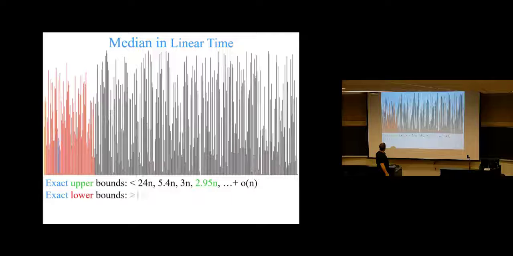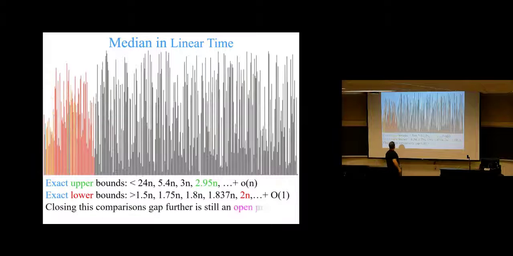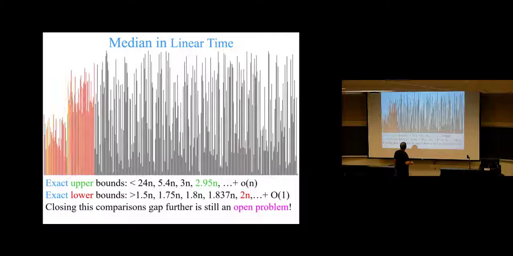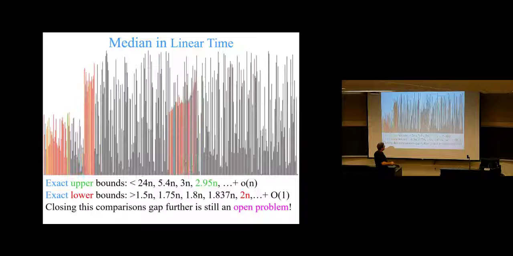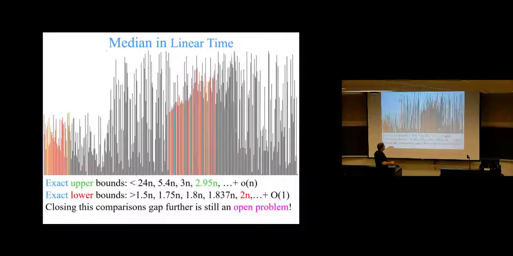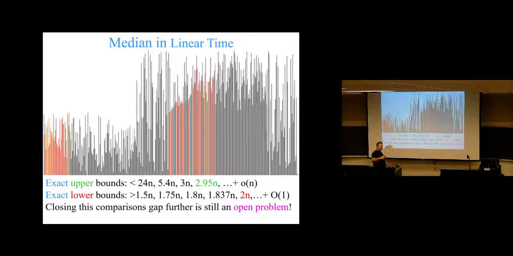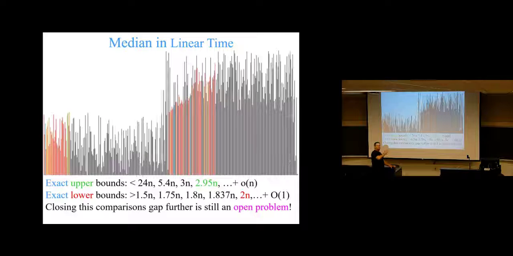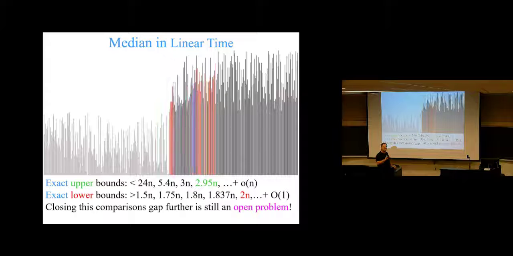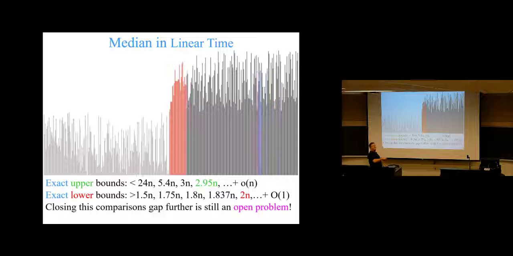Now, let me say a few words about the exact upper bounds and lower bounds on these constants. At first somebody showed that the upper bound is less than 24n. And then somebody showed 5.4n and so on. Eventually somebody showed less than 3n, 2.95n on the exact number of comparisons. This is now the exact number of comparisons. This is not the running time. This is the exact number of comparisons absolutely necessary to find the median. This is separate from the algorithm. It has nothing to do with the algorithm. This is the theoretical bounds on the number of comparisons.